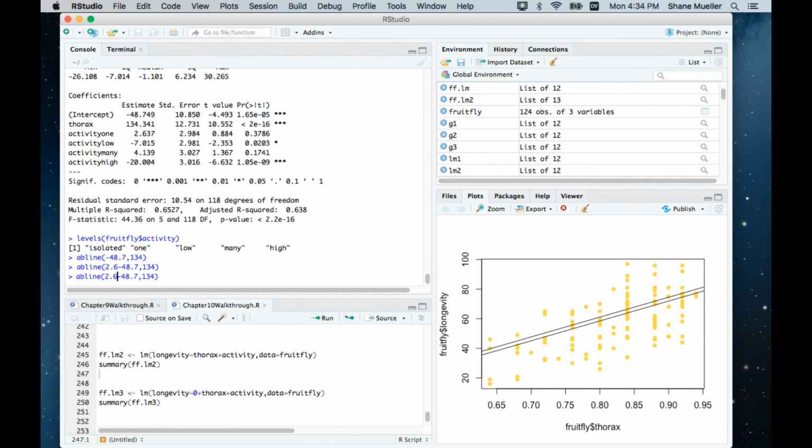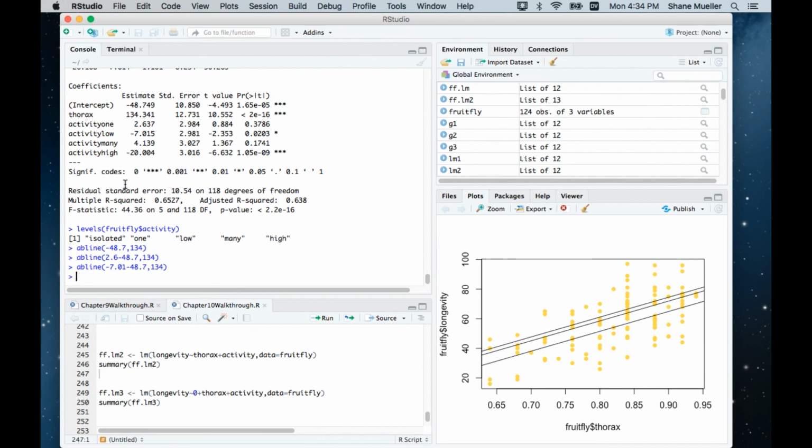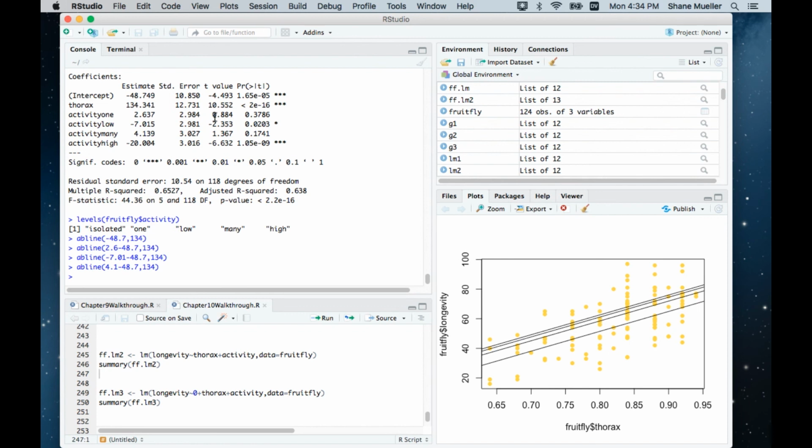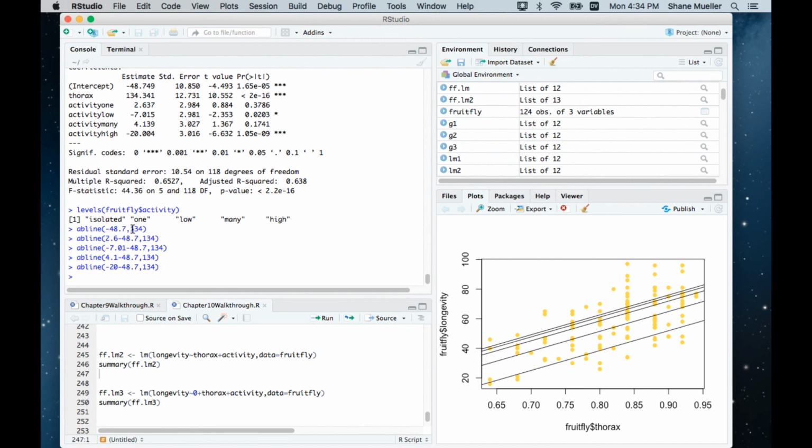And activity level low, it's all going to change with respect to the baseline model, which is the one not appearing here. So it's going to do it with respect to isolated. So here's another one. That's low. What about many? Many is, I'm going to add 4 units, 4.1. That's maybe the best one. And what about high? High is going to drop me down negative 20. So it turns out that you can see this here.